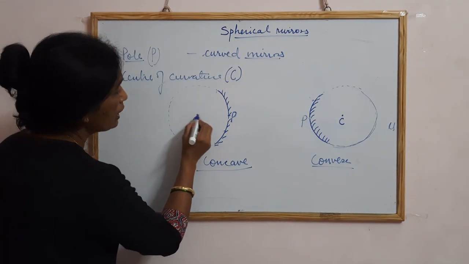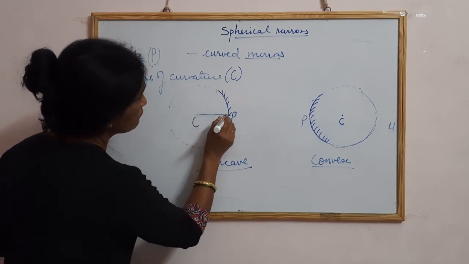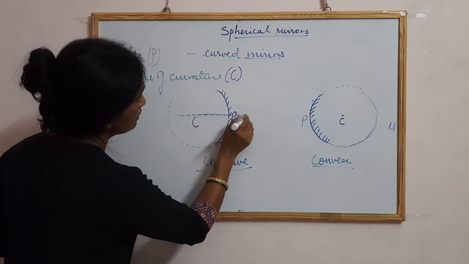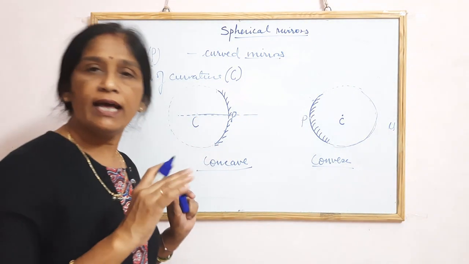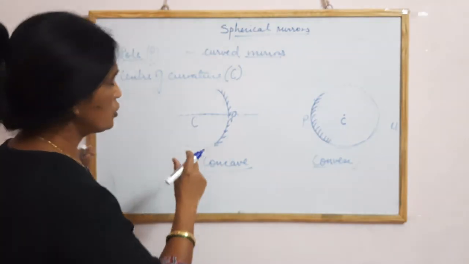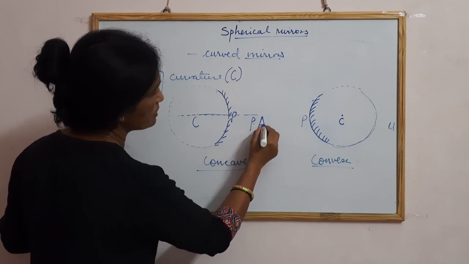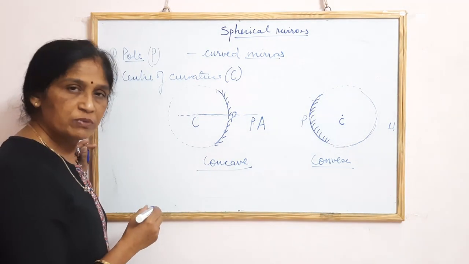Then if you join these two points, I've made a line which is passing through both the points P and C. Such a line is called the principal axis. So what is principal axis?